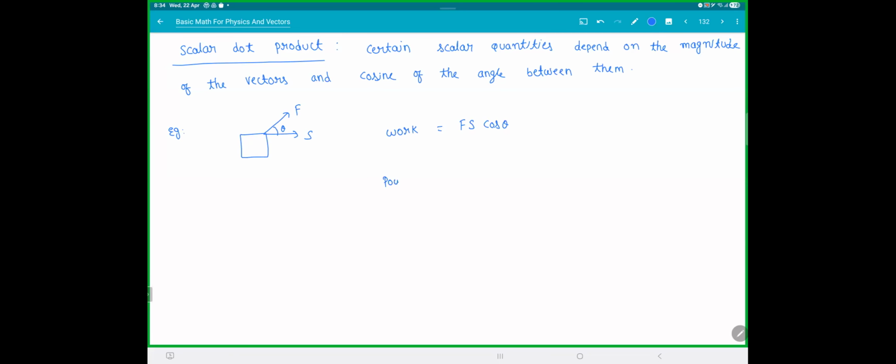If you take power, this is given by F v cos theta. F is force, V is velocity. We can even define, later on you will see, a quantity called electric flux. This is given by E A cos theta, where E is the electric field and A is the area. So people have noticed there are a lot of quantities which are coming in this form: the magnitudes of two vectors and the cos of the angle between them. So that is how it is always going.